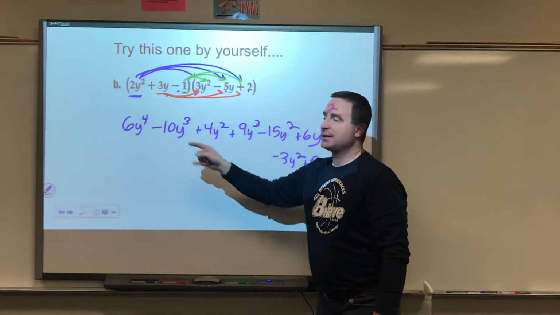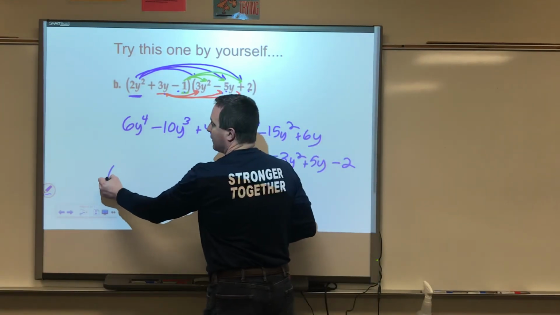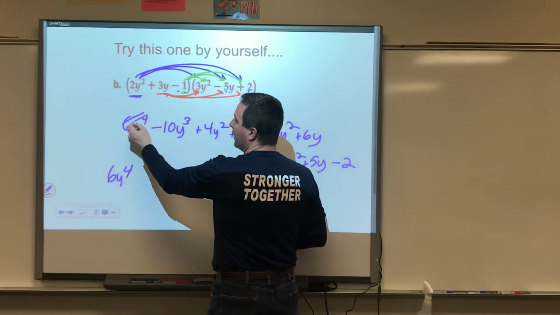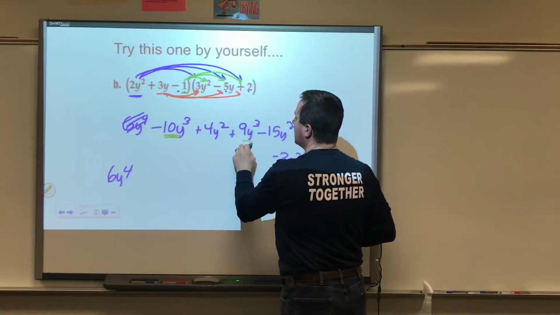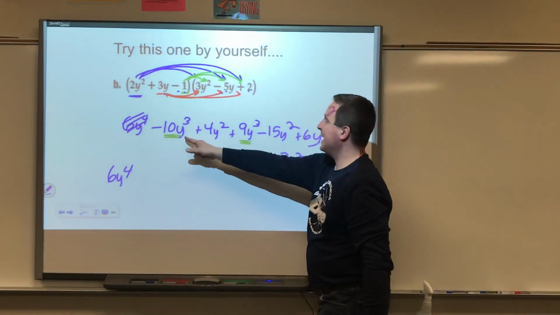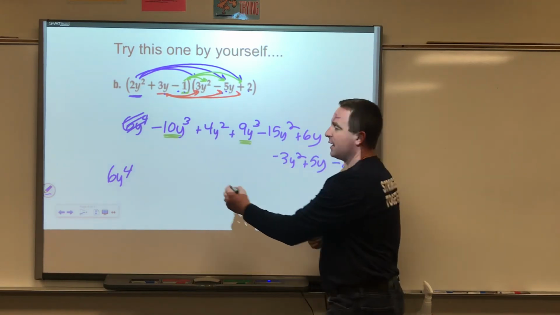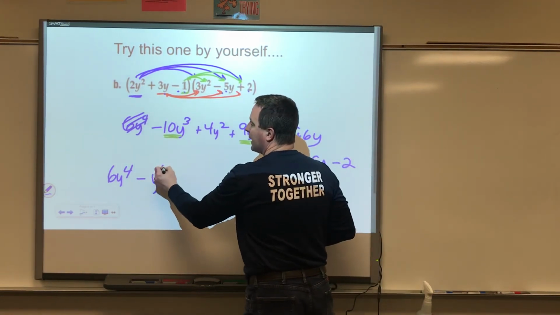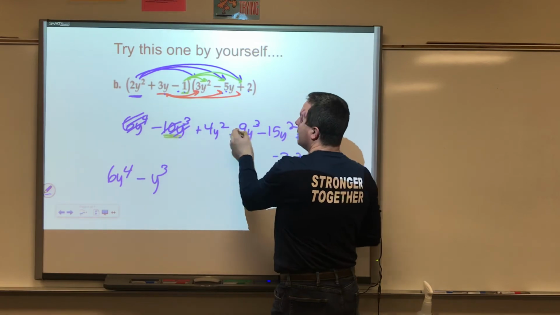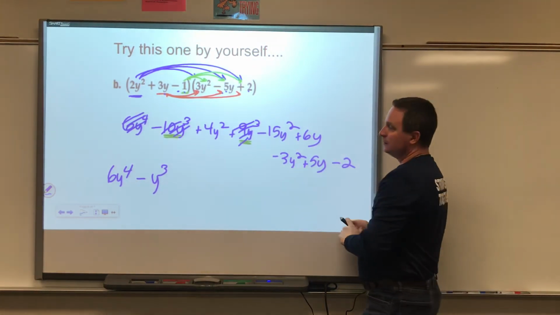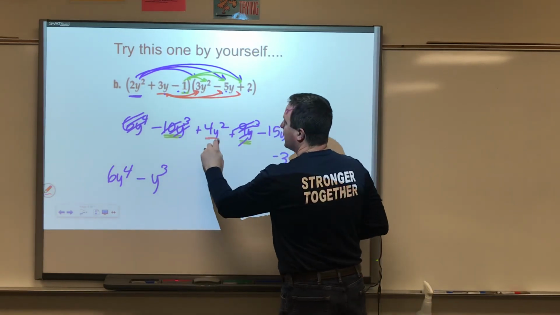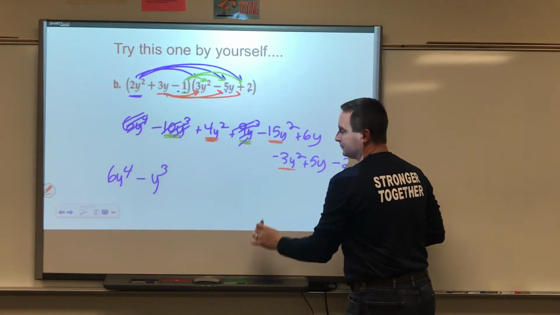And I think the biggest one I see is y to the 4th. So I'm going to have a 6y to the 4th. It's the only one. I think I have a couple y cubes. There's one right here and one right here. Negative 10 plus 9 is negative 1y cubed. They're gone. And I have some squareds. And I think I see 3 of them. I see one here, here, and here.